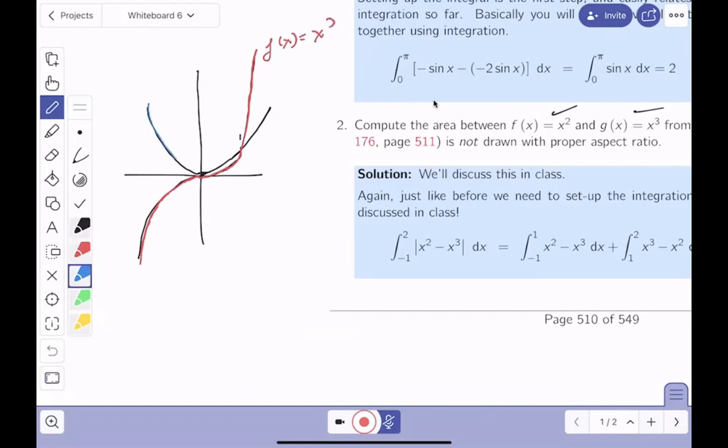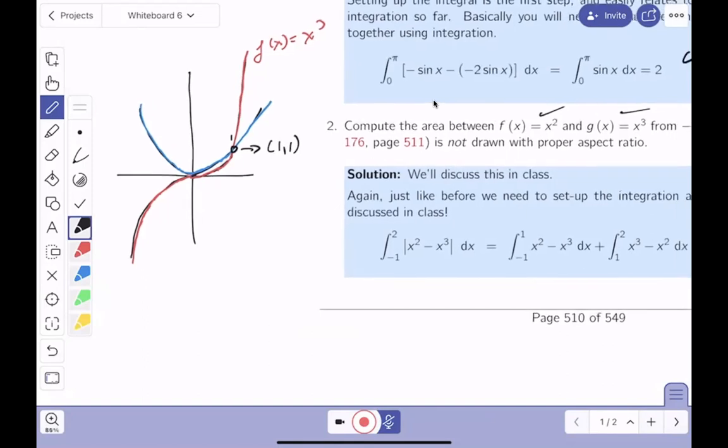And this is the parabola. This is a point of intersection over here. And again, I'm not saying my pictures are great, just saying it's enough for me to understand what they want. So they want to compute the area between those two curves.